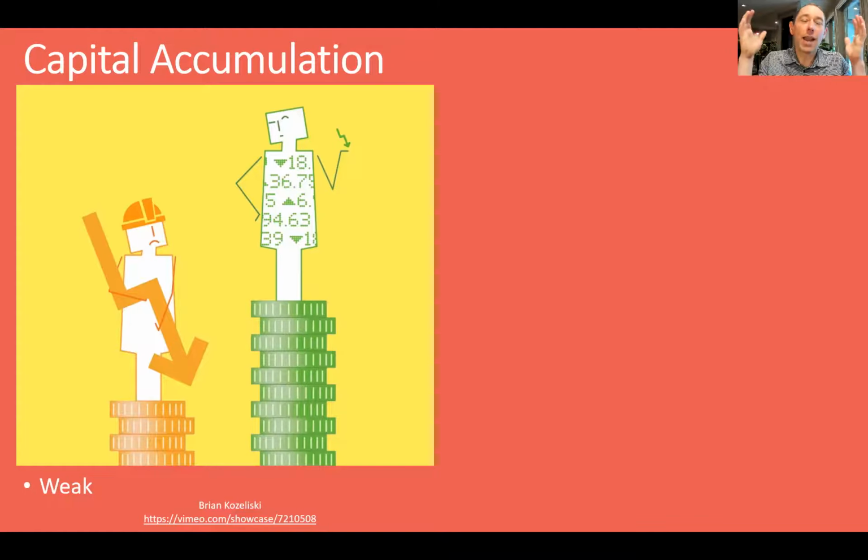You look at the tax reform from a few years ago. The companies were supposed to take that money and invest it, and what they did is they took that money and they repurchased shares, right, in order to boost prices and improve the compensation of the C-suite. That's what happened there. Capital accumulation has been weak, and it is affecting this.